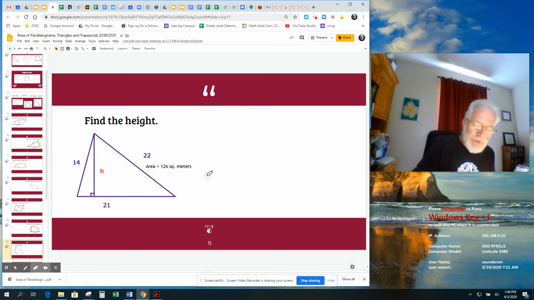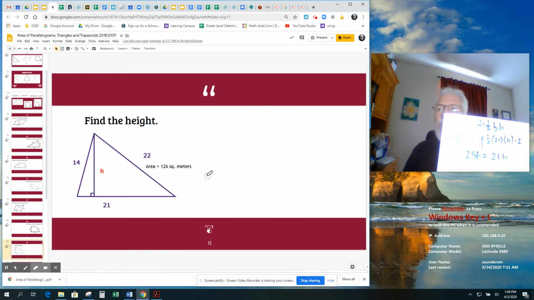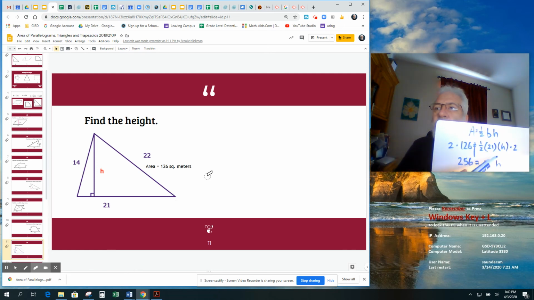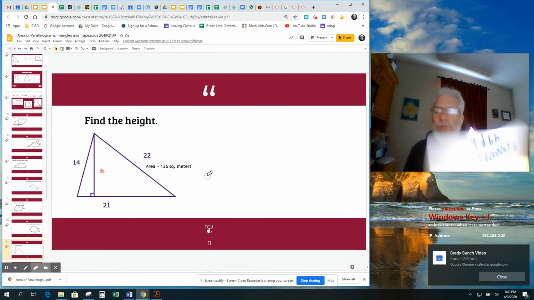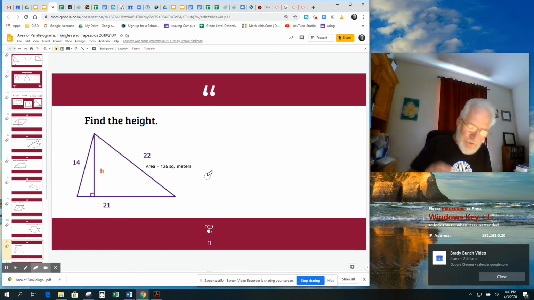So that gives me 252 equals 21H. So when I multiply by 2 on this side, I had 1/2 times 2. That's the same as 1. But I have to do the same thing on this side. I have to multiply by 2. 2 times 126 is 252, not 256, 252.